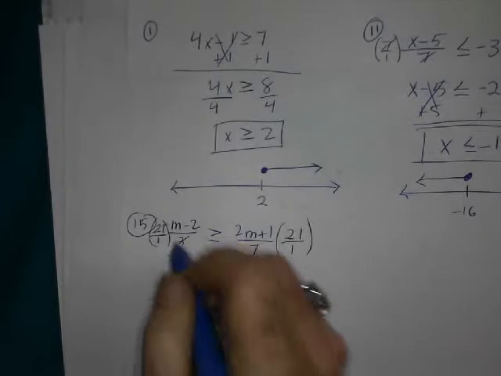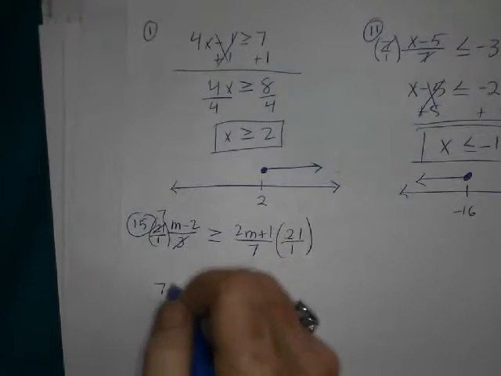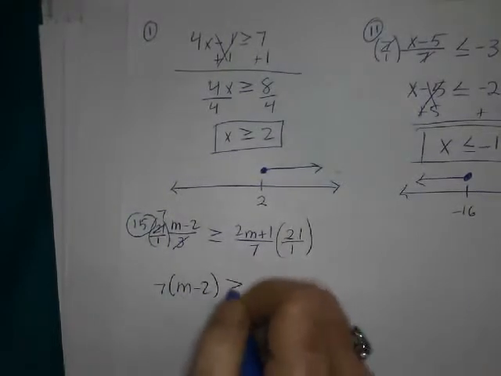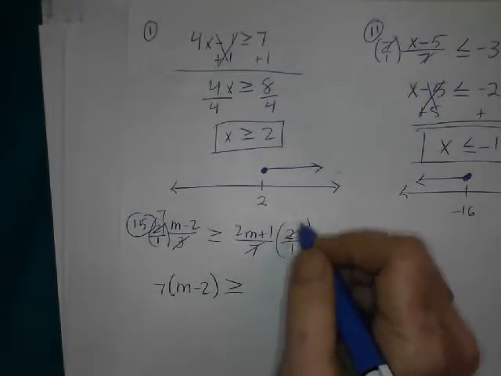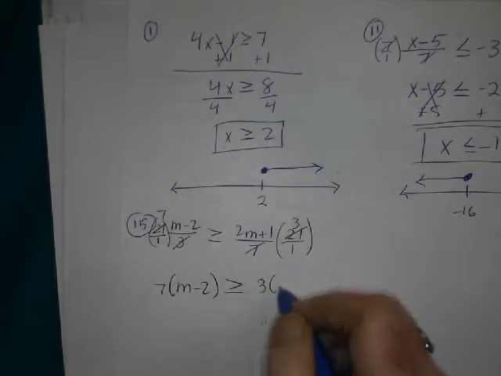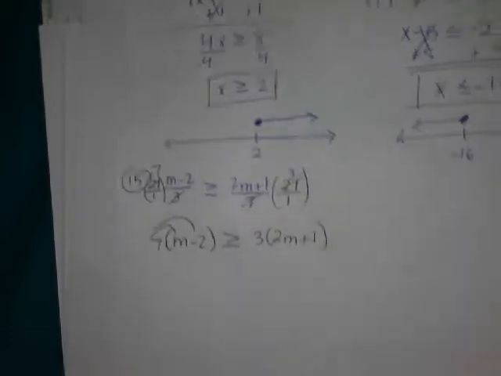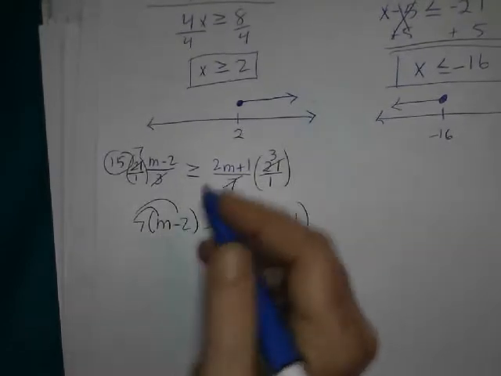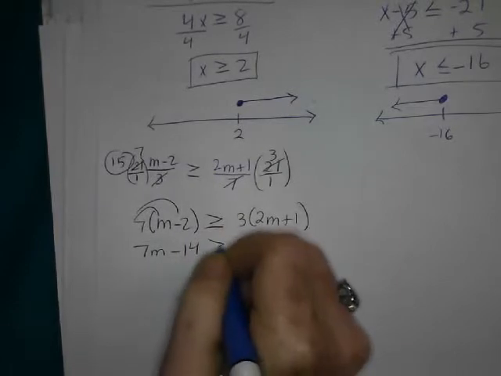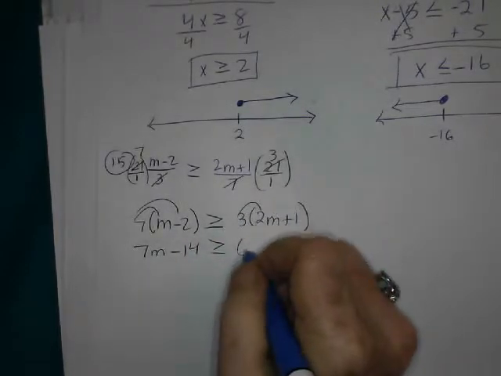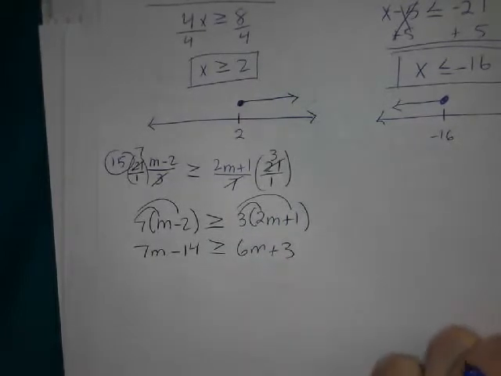Okay, so the 3 and the 21 are going to cancel out. The 3 goes into 21 7 times, so that's going to be 7 times m minus 2. And then the 7 and the 21 cancel, leaving a 3. It's going to be 3 times. Okay. I hope you guys remember the distributive property. 7 times m is 7m, and 7 times negative 2 is negative 14. 3 times 2 is 6. 3 times plus 3.